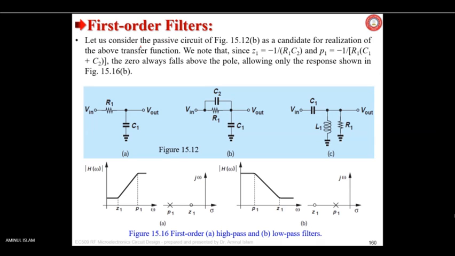Remember. Let us consider the passive filter circuit of figure B as a candidate for realization of the above transfer function. We note that Z1 is this, and P1 is this. The zero always falls above the pole, allowing only the response shown in figure B.